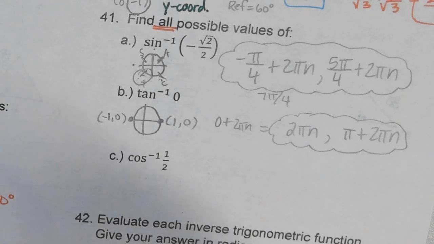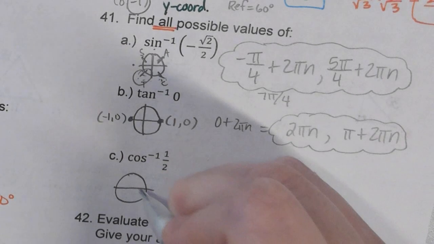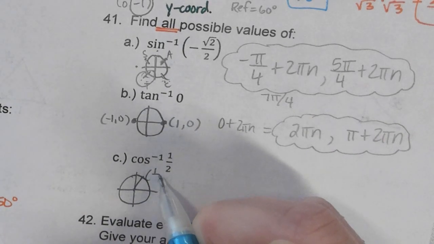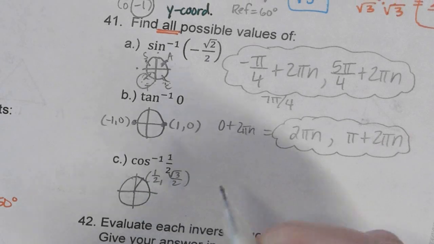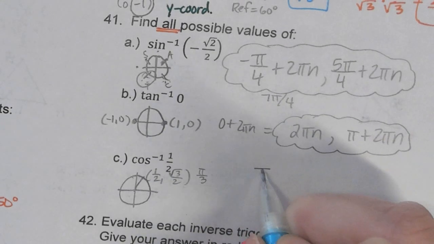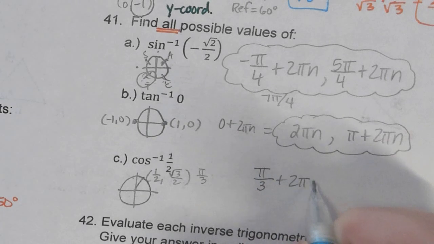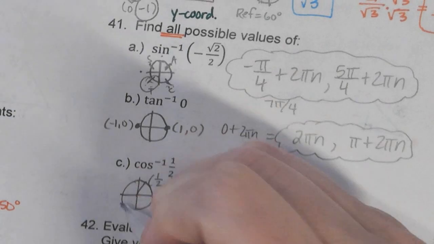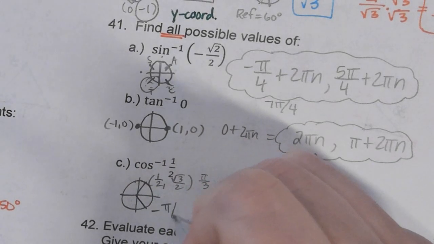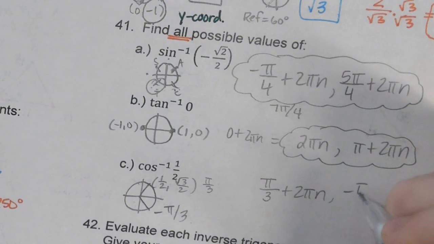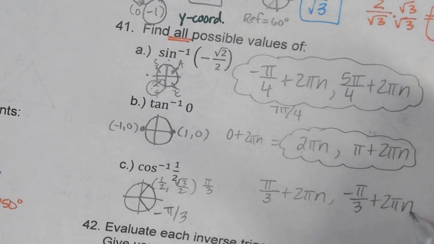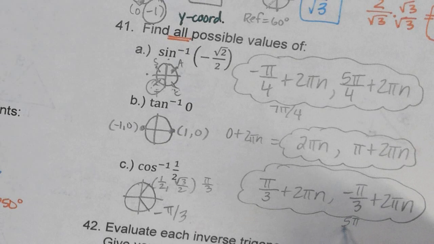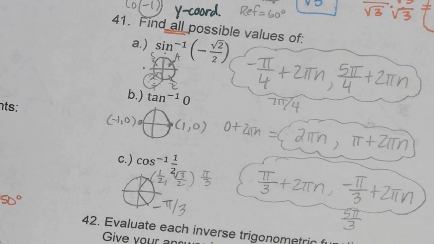And then the last one, where is the cosine positive 1/2? So the cosine is positive 1/2 here. This is the point, right? At pi over 3. So it's pi over 3 plus 2 pi n. Where's the other quadrant where cosine is positive? 1, 2, 3, or 4? 4. So this is just negative pi over 3 plus 2 pi n. Again, if you counted and found that it was 5 pi over 3, that's the same thing as negative pi over 3.